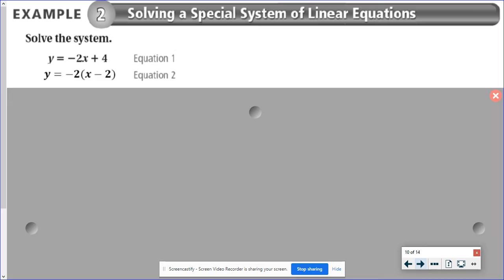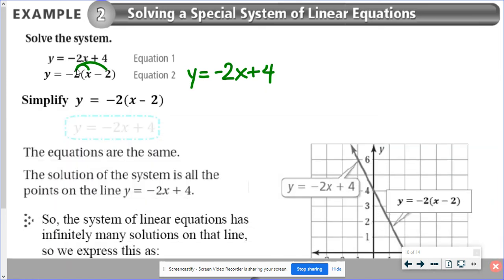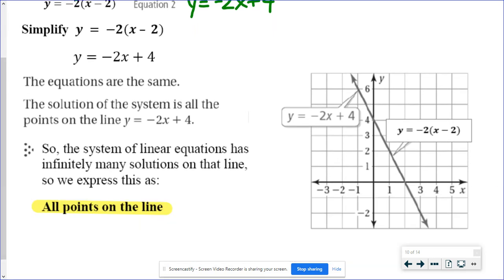Here's the other situation, and it's kind of tricky to actually force this situation. My first equation is y equals -2x plus 4. In the second equation, I would not try to graph that problem the way that it looks right now. We would say, oh, let's clean this up. Let's distribute that. So I would get y equals -2x plus 4, exactly the same as my first one. If they're exactly the same equation, clearly they're going to be exactly the same line when I graph it. So this would be all points on the line for my solution.